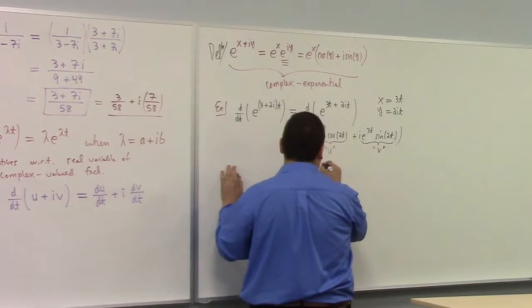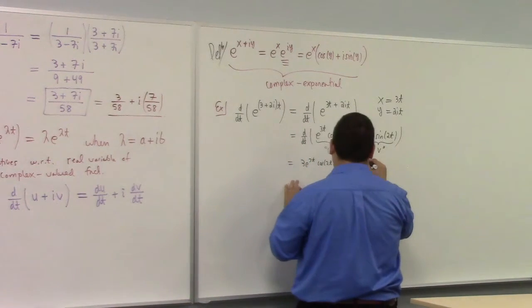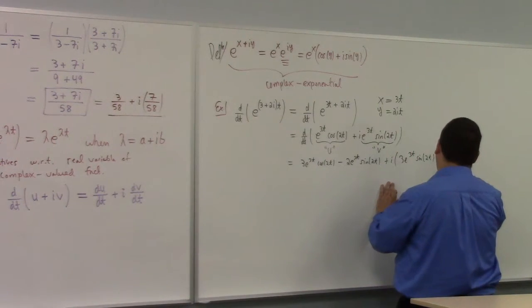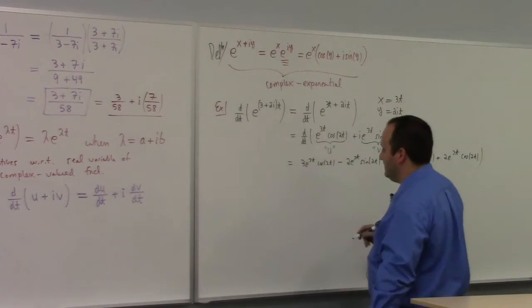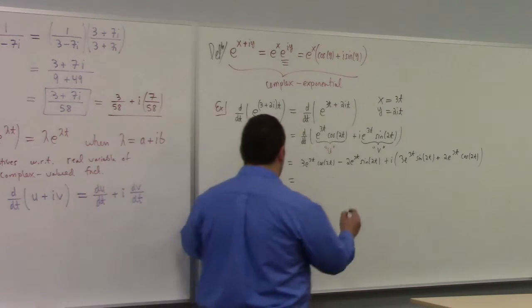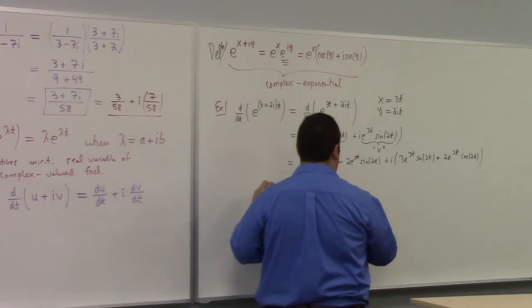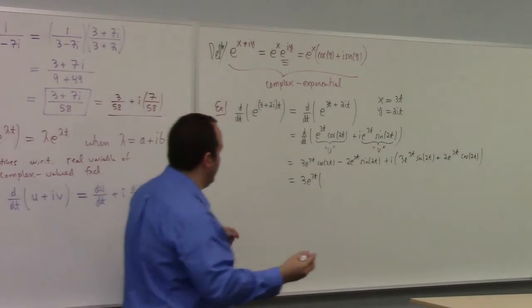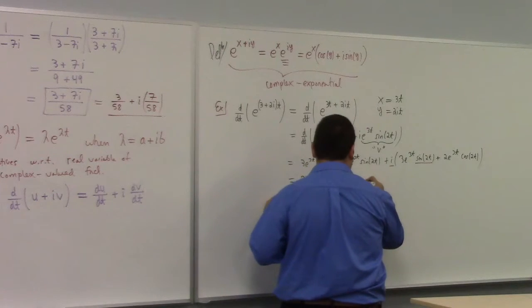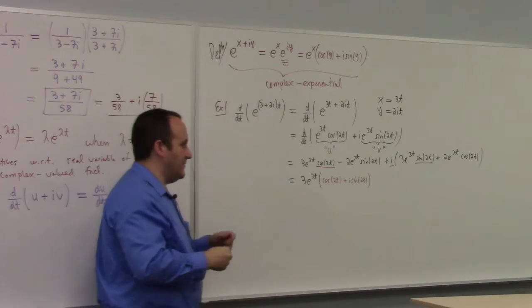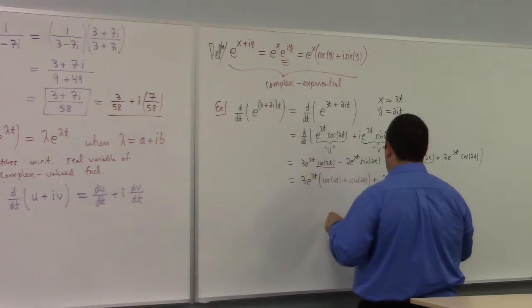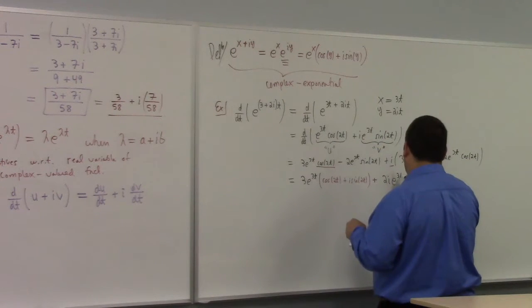So this is 3e to the 3t cosine 2t minus 2e to the 3t sine 2t plus i times 3e to the 3t sine 2t plus 2e to the 3t cosine 2t, by the product rule. Then I collect my cosine and my i sine. So that gives me 3 e to the 3t times cosine 2t plus i sine 2t. Then I've got a minus 2, actually I'm going to say plus 2i. There's an e to the 3t that I'll pull out. That's everywhere.